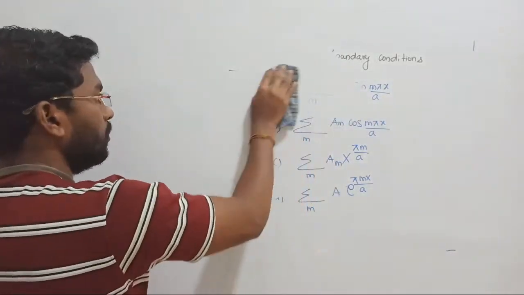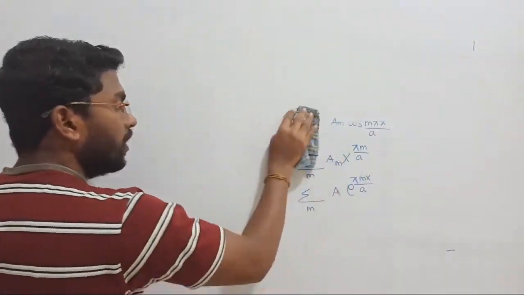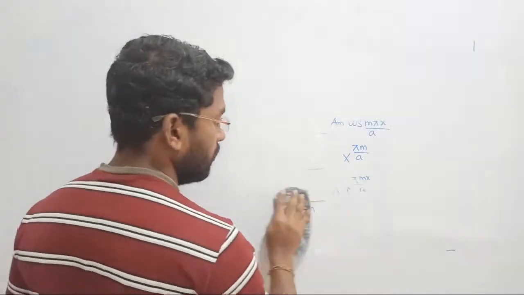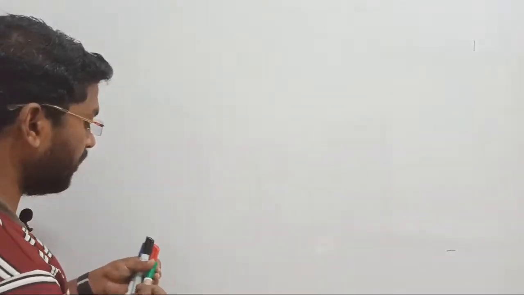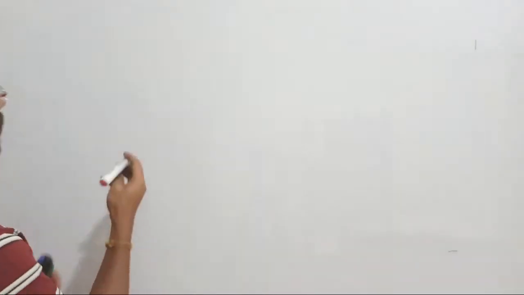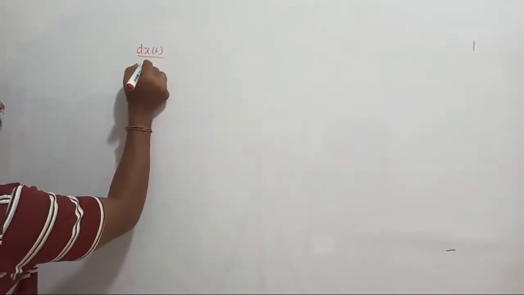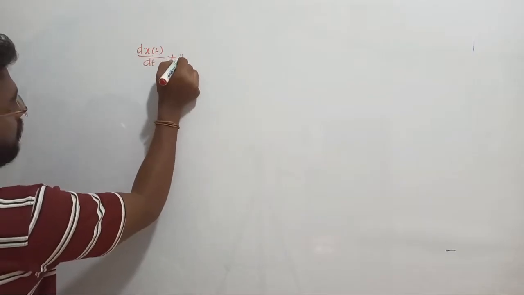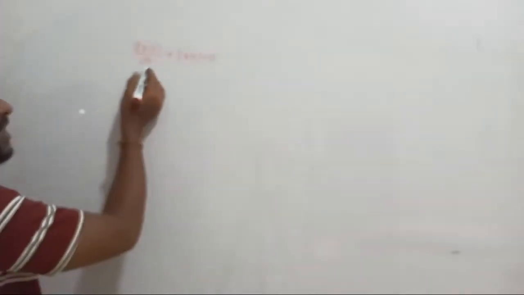Let me give the question. Don't panic. First write down the statement, right? Which of the following can be the solution for the differential equation, right? The given differential equation is dx of t by dt plus 3x of t equal to 0, right? So let me write, given it is dx of t upon dt plus 3 into x of t equal to 0. Guys, listen, it is the first order differential equation.